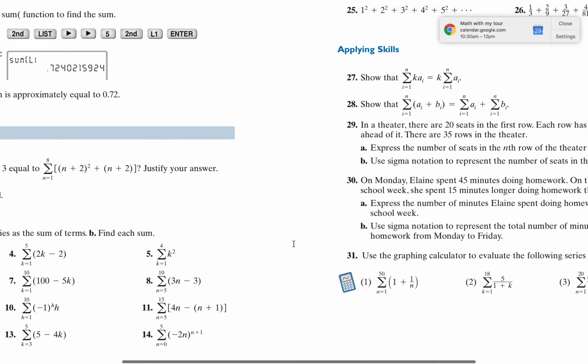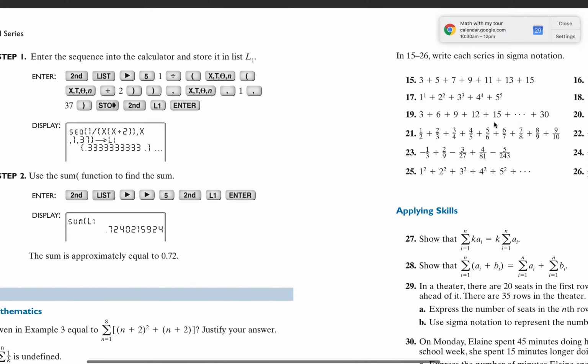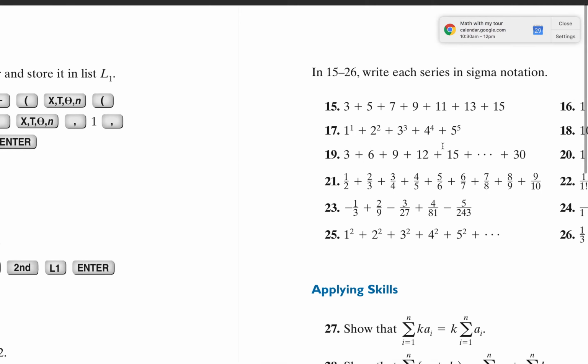Okay, 15. Three plus 5 plus 7 plus 9 plus 11 plus 13 plus 15. We write each series in sigma notation. We have a difference here. We have numbers from 1, 2, 3, 4, 5, 6, 7. Seven numbers. We have odd numbers, and any odd number can be written as 2n minus 1 or 2n plus 1. And it's up to you.